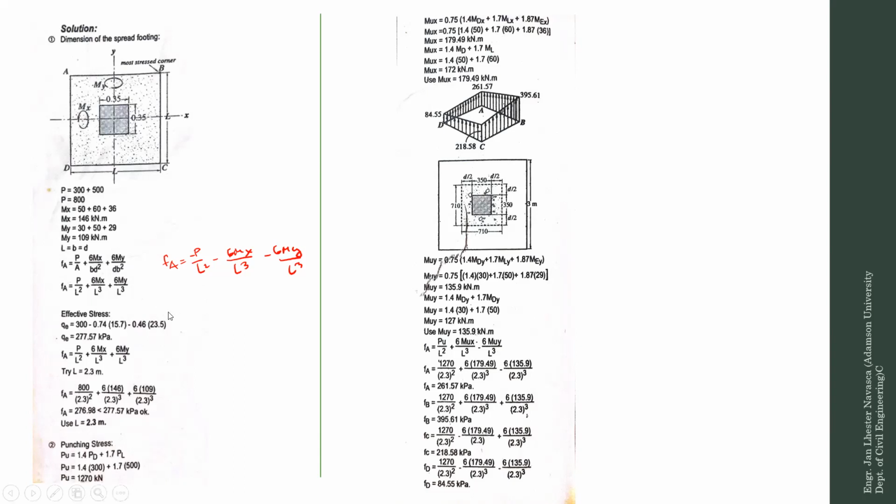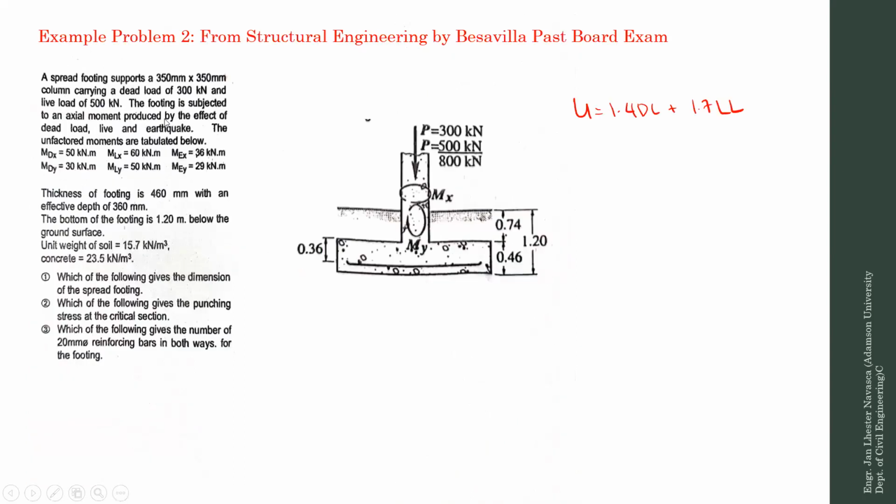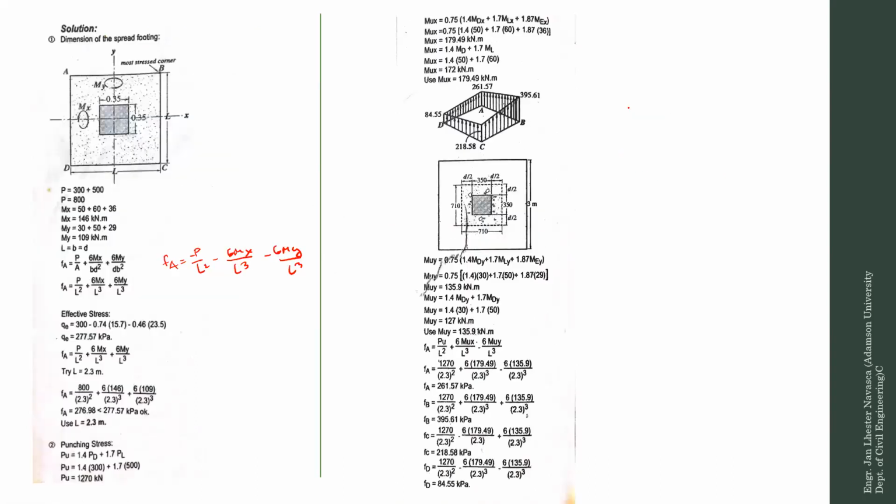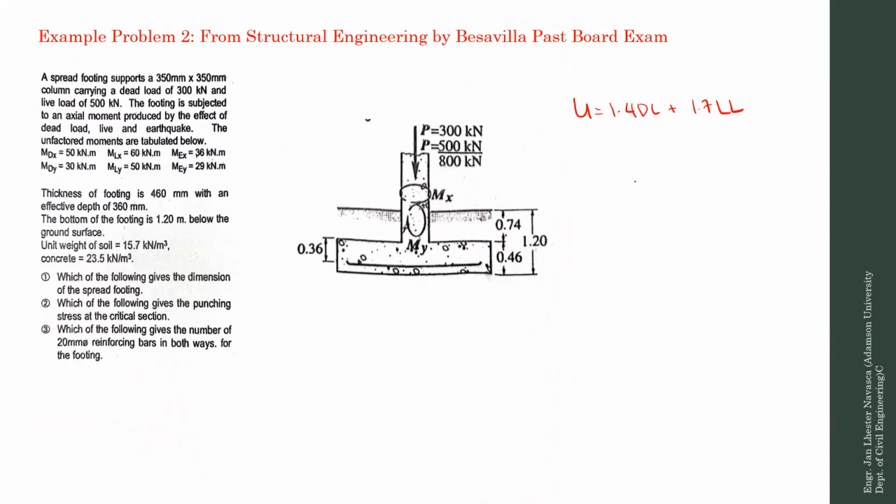So for the effective stress, we have your QA, which is 300 kPa, that is the allowable soil pressure, minus natin yung, where is the, okay. Okay, hindi nabanggit yung allowable soil pressure. Okay, I think hindi siya nabanggit dito. Okay, for the allowable soil pressure, use QA, which is 300 kPa.